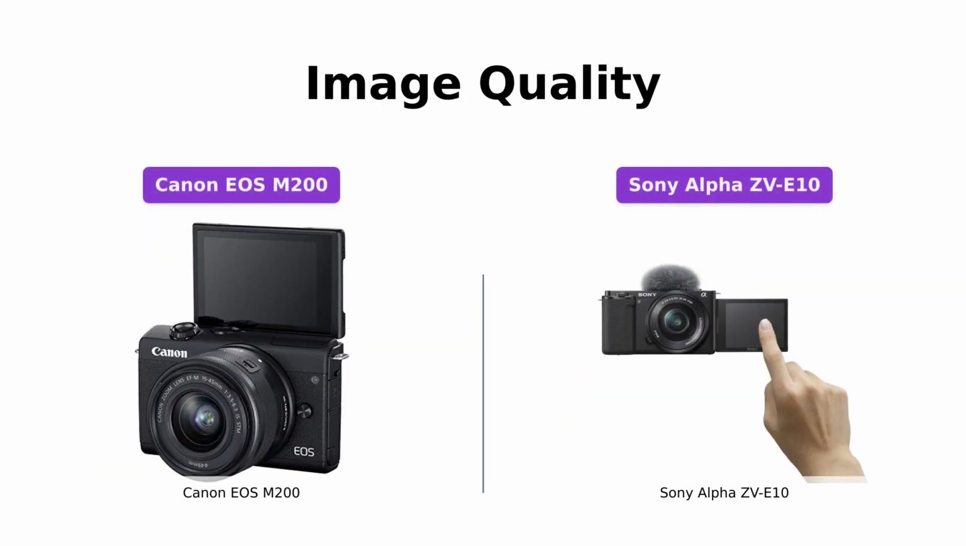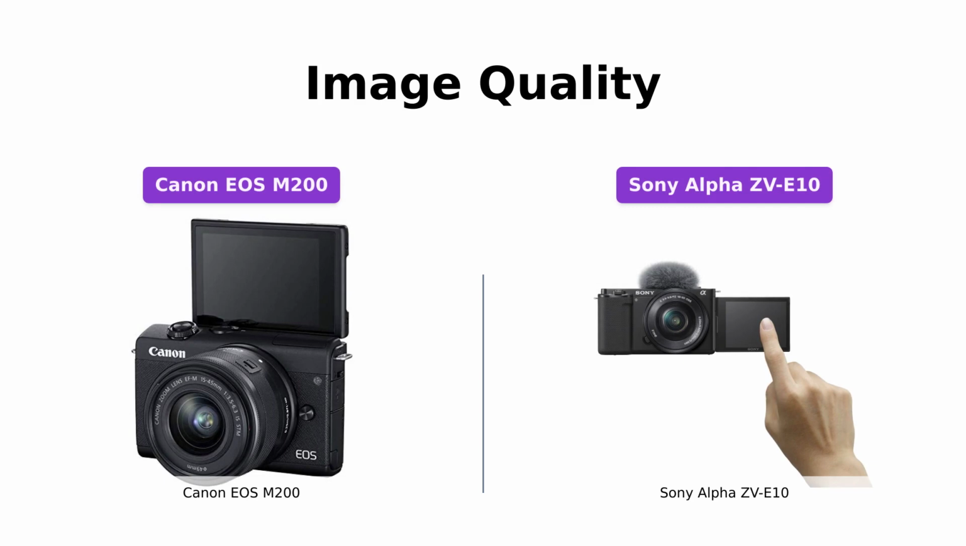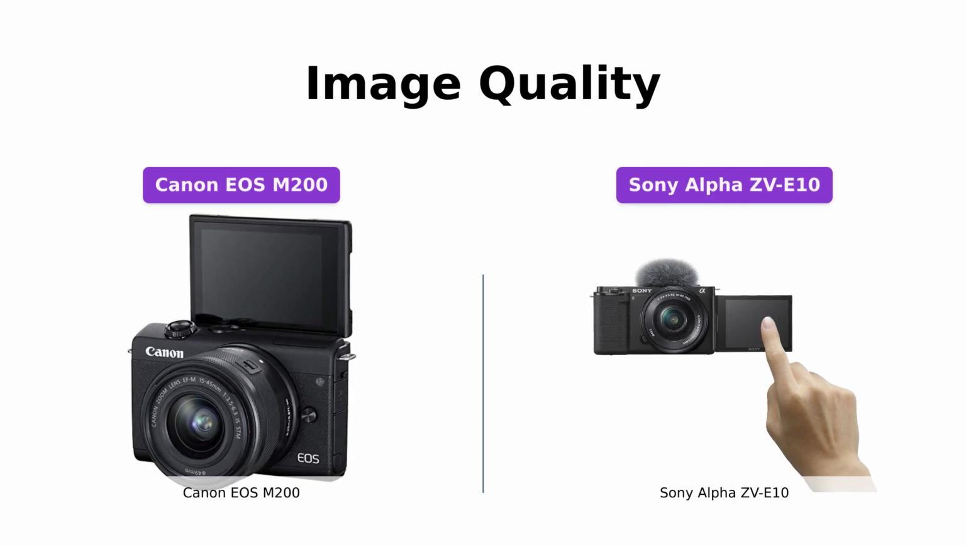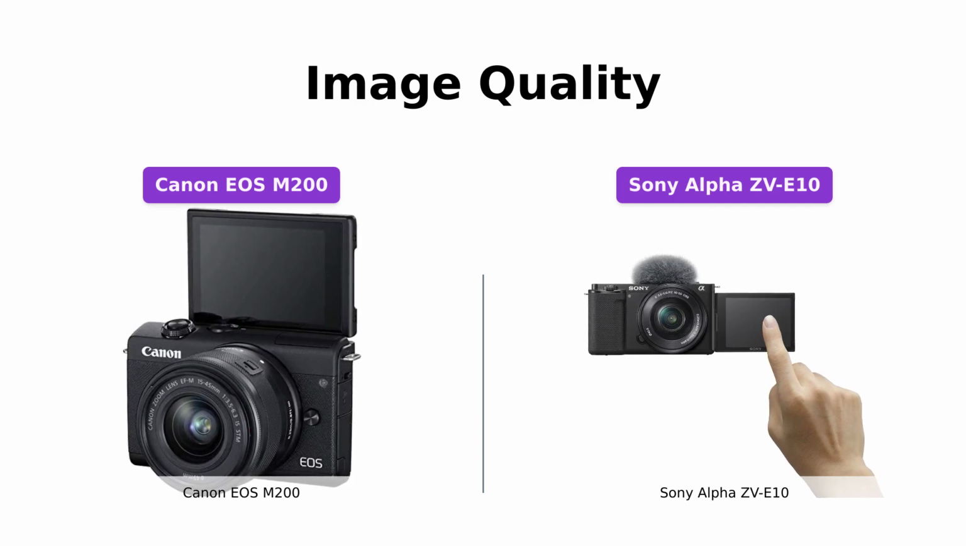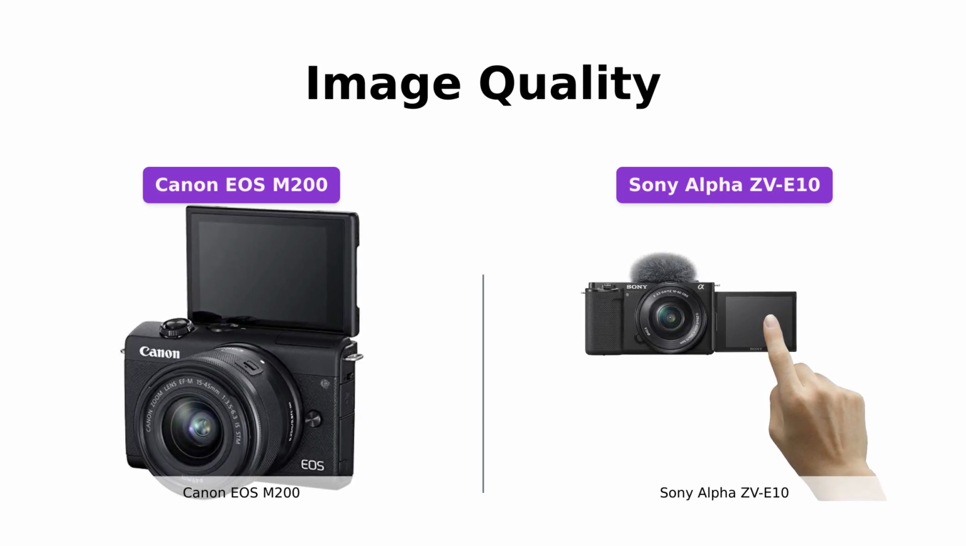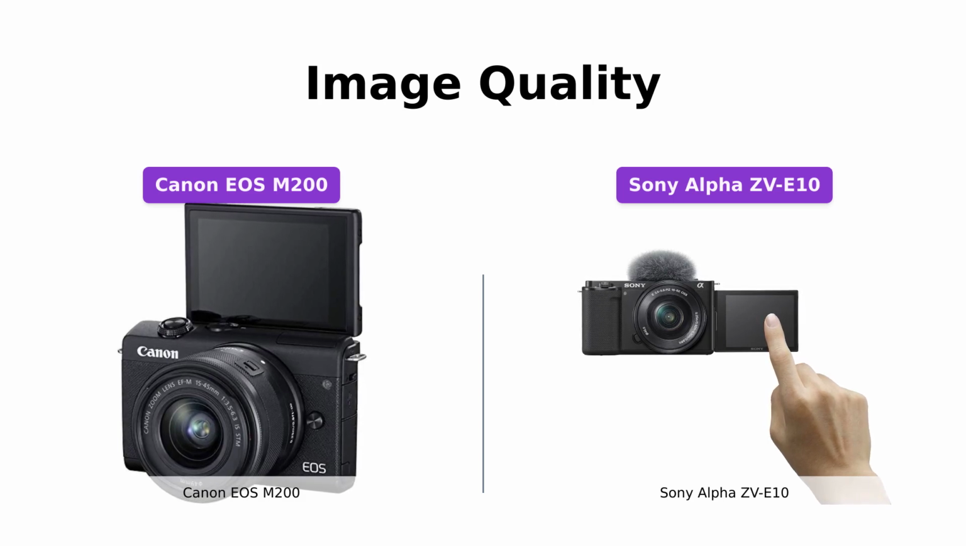In terms of image quality, both cameras deliver stunning results. The Canon EOS M200 boasts a 24.1 megapixel CMOS sensor, while the Sony Alpha ZV-E10 features a large 24.2 MP APS-C Exmor CMOS sensor. Regardless of your choice, you can expect sharp, detailed images that will truly capture the moment.